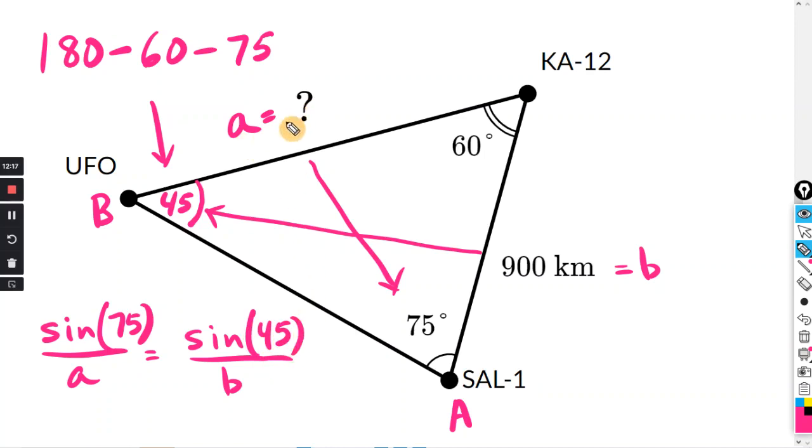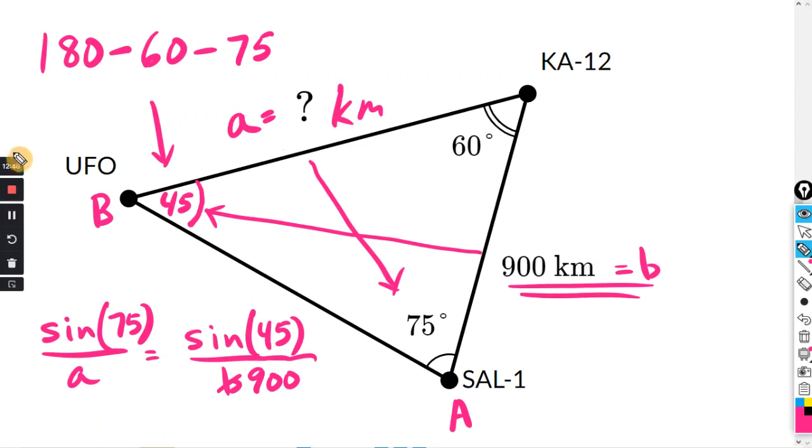Side length A, we do not know. I'm just going to leave it. Side length B is 900. So in place of the B, I am going to write 900. Okay. Now, they asked us for this answer in kilometers. So I'm going to leave the units off. Since this one is in kilometers, when we solve for A, it will also be in kilometers. All right. So we just have to do this here.